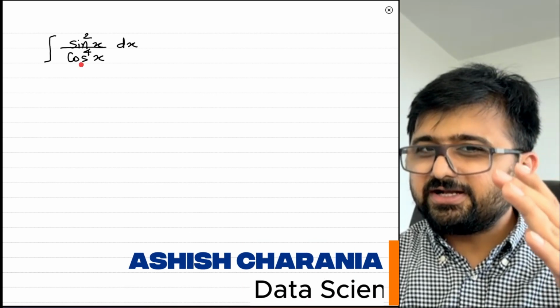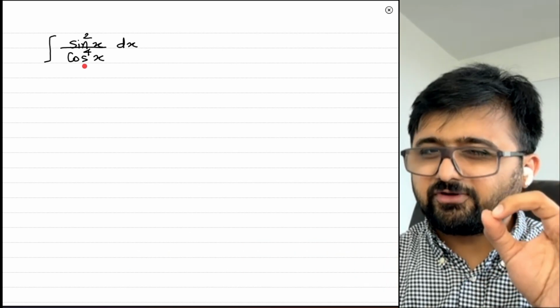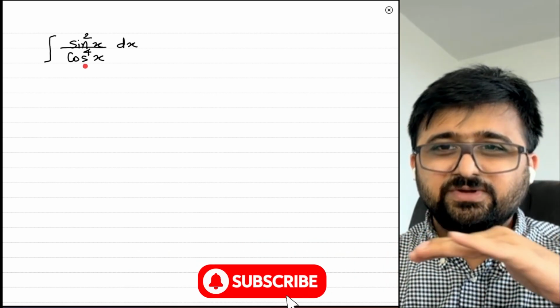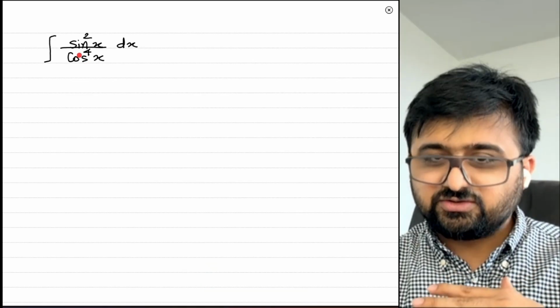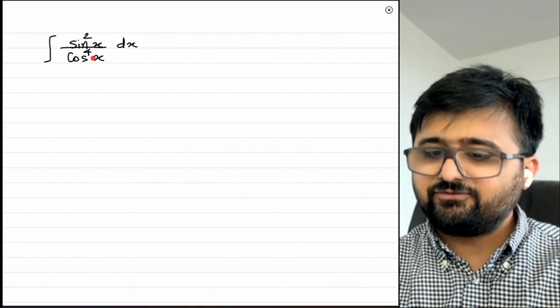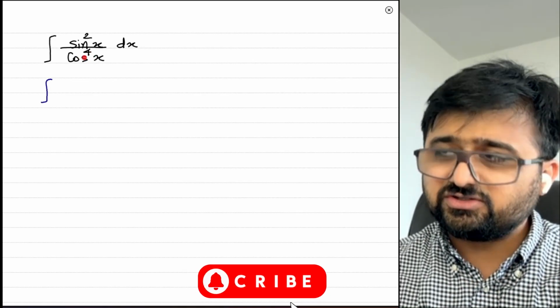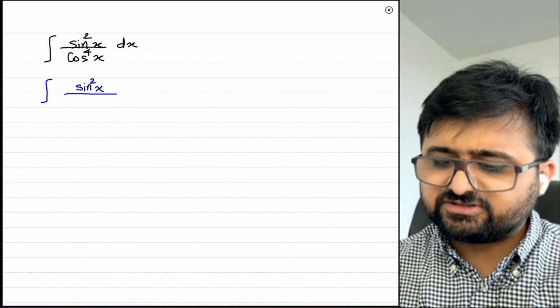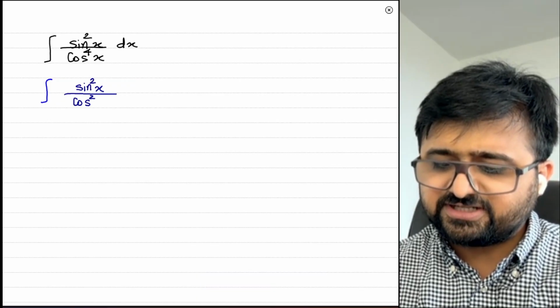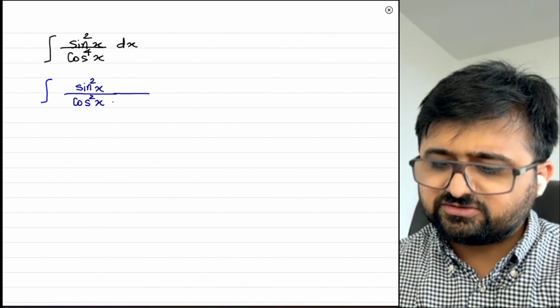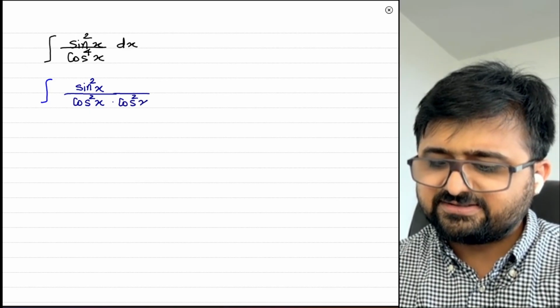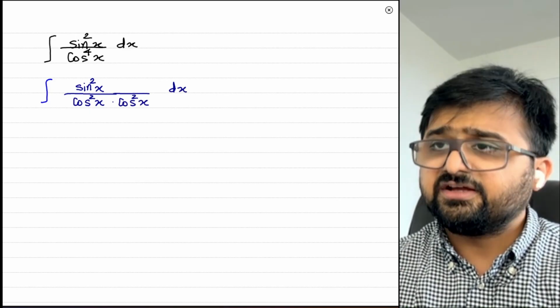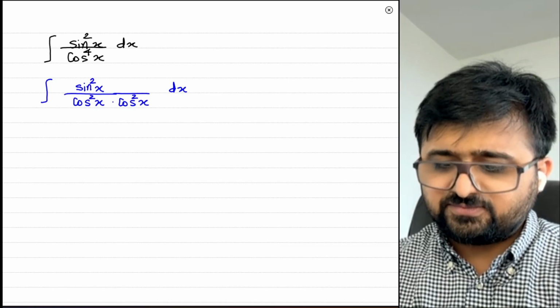The function might look difficult at first, but the moment you do a little bit of trigonometric adjustment, this is just going to become smooth like butter. The little trigonometric adjustment that you have to do is just write that cosine to the power 4x as cosine square x times cosine square x. So just write that cosine to the power 4 as cosine square x times cosine square x with respect to x. The moment you do that, you have to observe something.